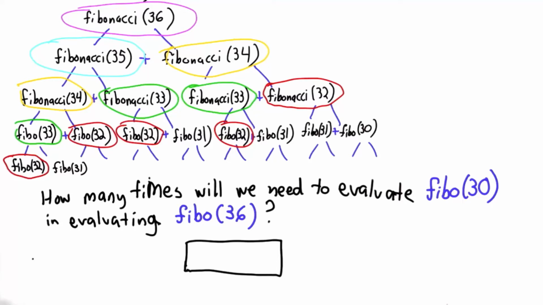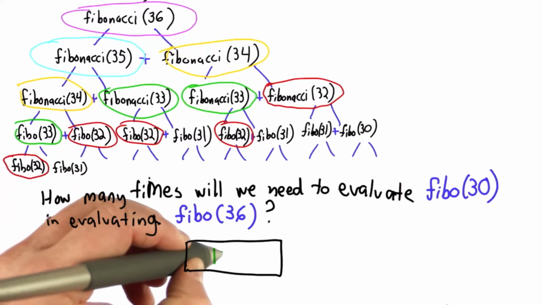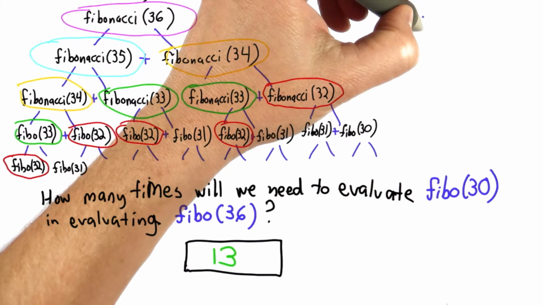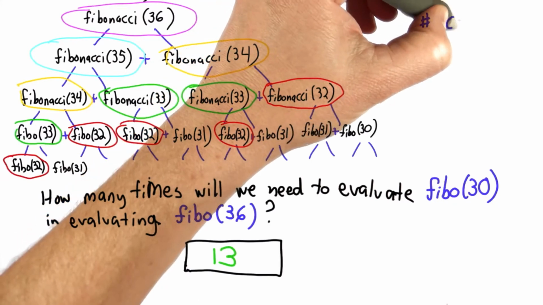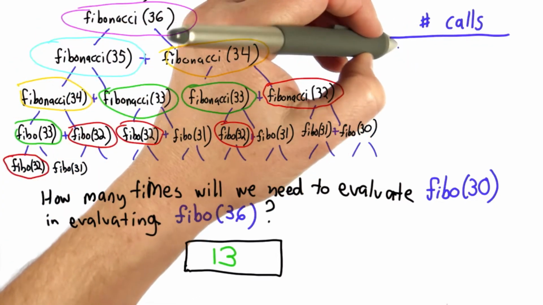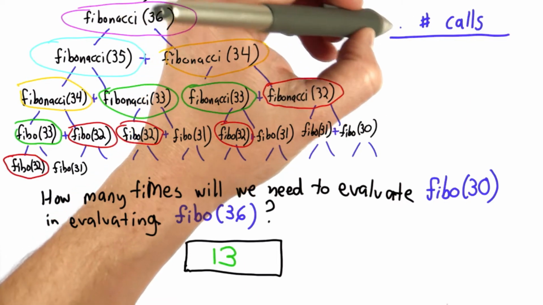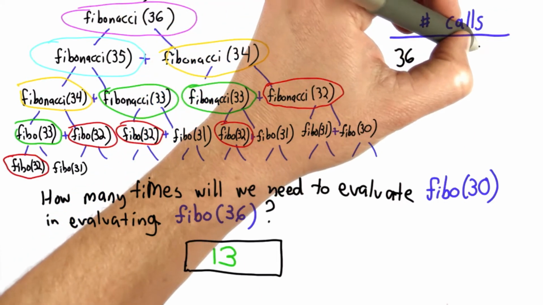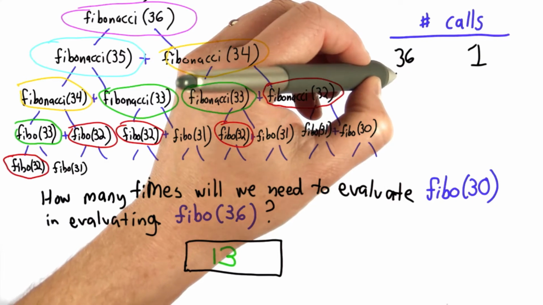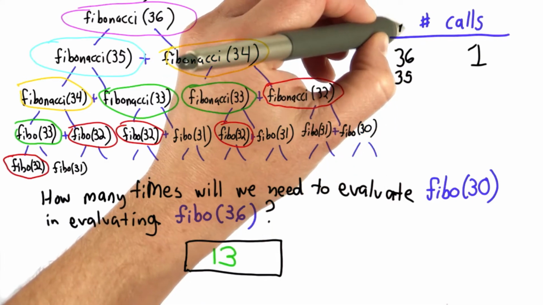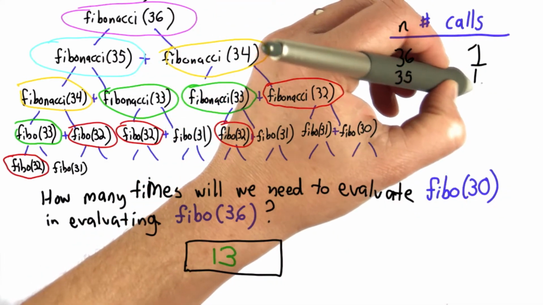So the answer is 13. And the reason for this is quite interesting. If you look at the answers we were getting so far, this is the number of calls for each number. So when we had Fibbo 36, the number of calls was 1. When the input was 35, the number of calls was also 1.